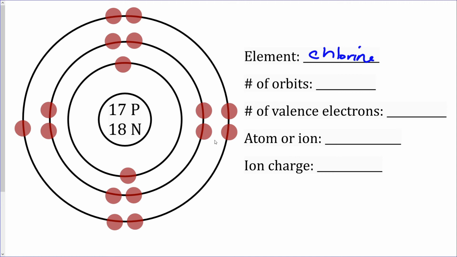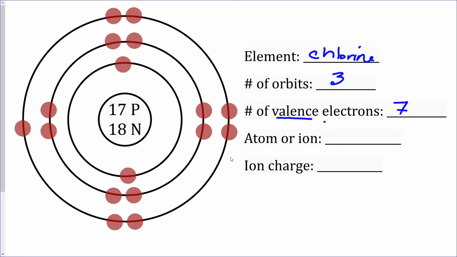All right, how many orbits does it have? We've got 1, 2, 3. So we have 3 orbits. Number of valence electrons. So valence electrons are those electrons in the outermost orbit. So we're only going to count those. We've got 2 here, 2 here, 2 at the top, and 1 at the left. So that gives us 7. It has more than 7 electrons, but it only has 7 valence electrons.